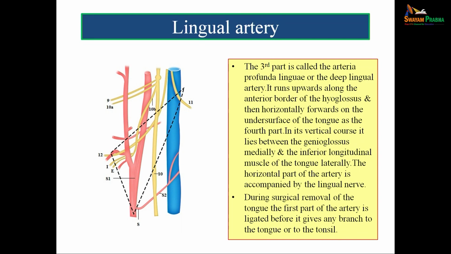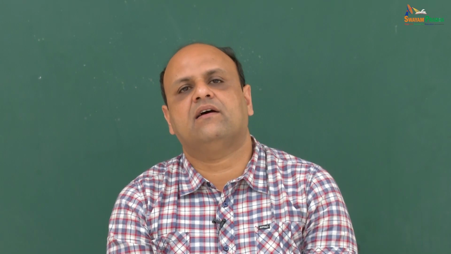Now, during surgical removal of the tongue, the first part of the artery is ligated before it gives any branch to the tongue or to the tonsils. This point has to be kept in mind, that the tongue may be surgically removed in case of cancer. In that case the first part of the lingual artery is ligated, because now it has not given any branch to the tongue or to the tonsil. So that is the best place for ligation. This fact has to be kept in mind during tongue surgery.